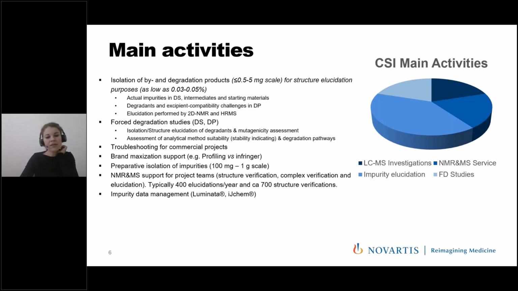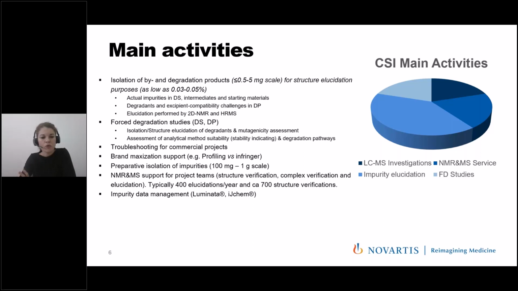We also provide brand maximization support, so that's profiling versus infringers, for example. And of course, in case the project team has difficulties in synthesizing an impurity, we also perform semi-prep, so small scale isolation in the 100 milligram to 1 gram scale, for example, for an Ames test.